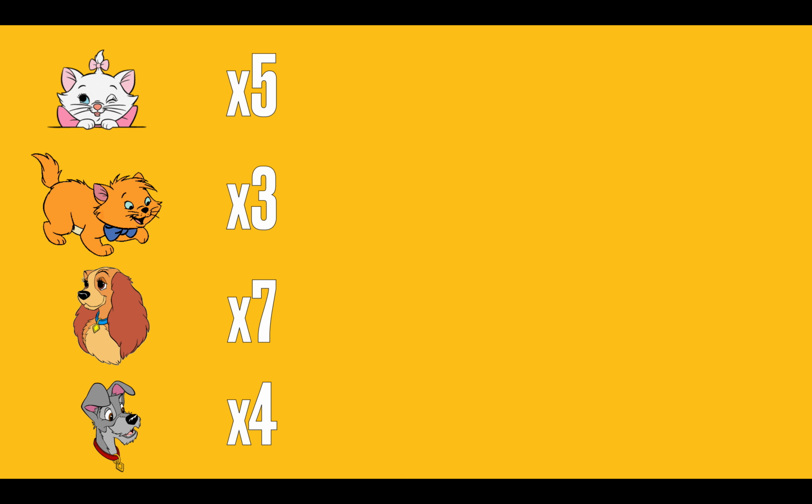So now let's talk about what the probability would be of a cat. So if I wanted to figure out the probability that if I chose one of these animals at random that it was a cat, I would first need to figure out how many cats there were total.